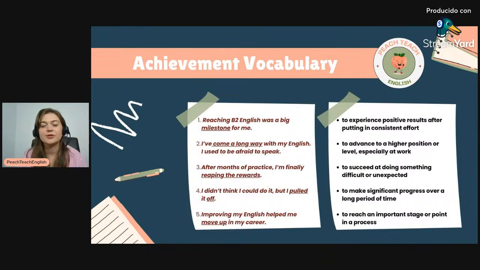Okay, so guys, pull it off. Is it going to be number 2 or number 3? Okay, this one is going to be number 3. To succeed at doing something difficult or unexpected. So you thought something was going to be very hard for you. Maybe you weren't so sure you could do it or do it well, but you pulled it off, which means you were able to do it.